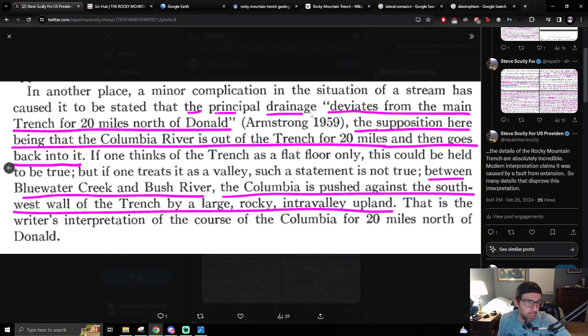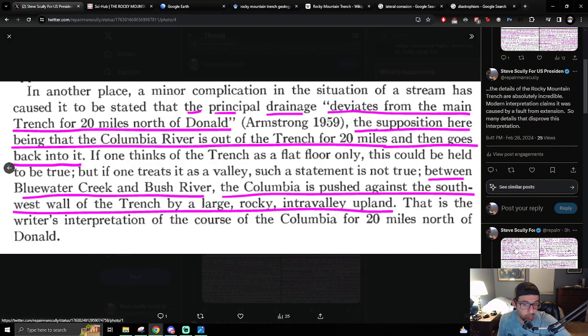The principal drainage deviates from the main trench for 20 miles north of Donald. The supposition here being that the Columbia River is out of the trench for 20 miles and then goes back into it. Between Bluewater Creek and Bush River, the Columbia is pushed against the southwest wall of the trench by a large rocky intra-valley upland. Against the wall.